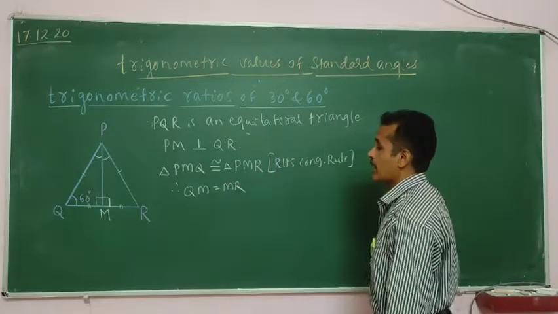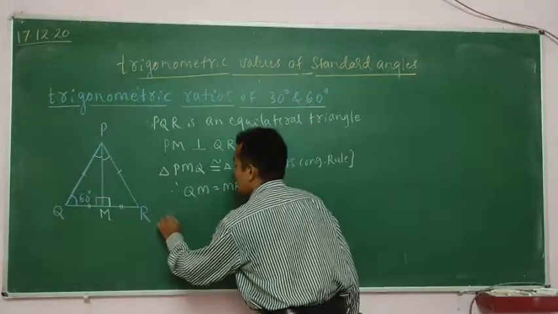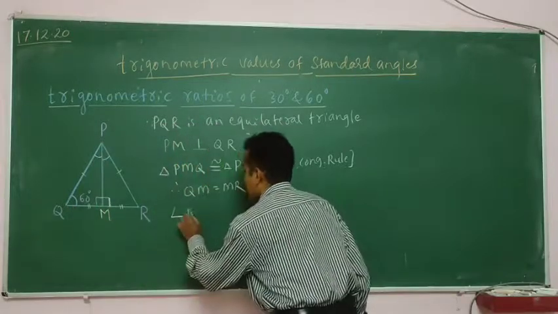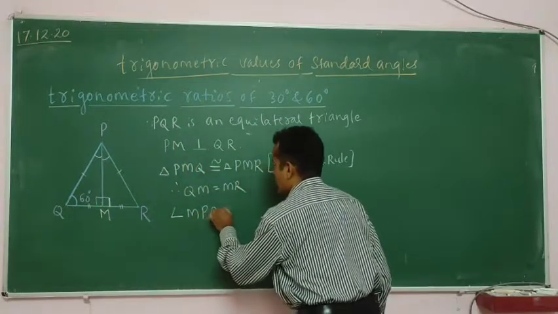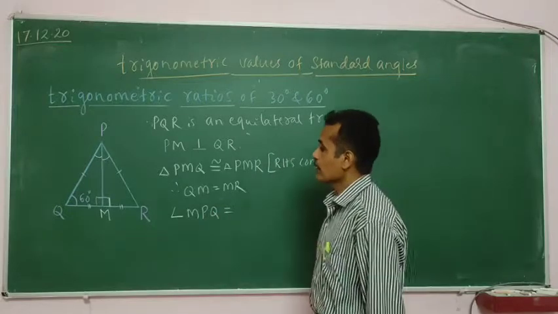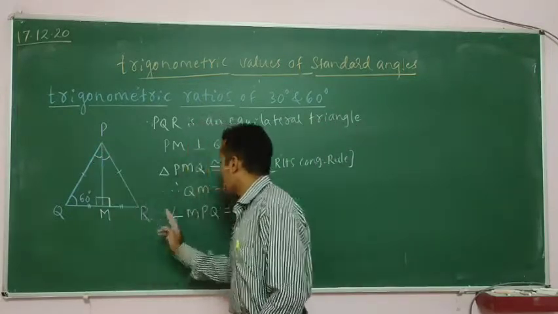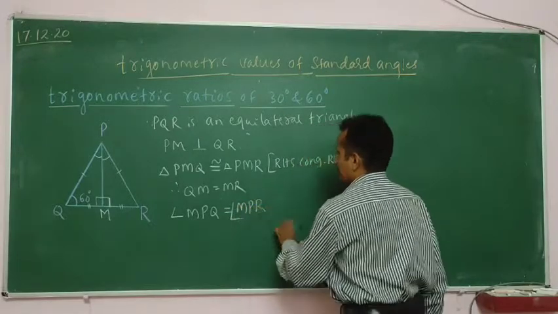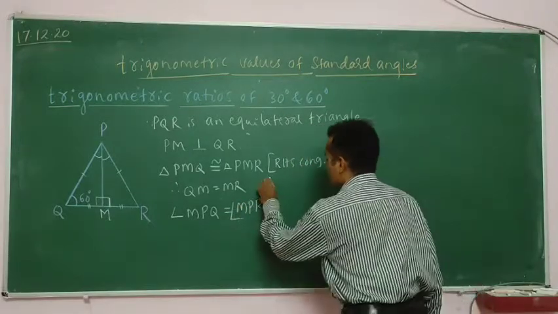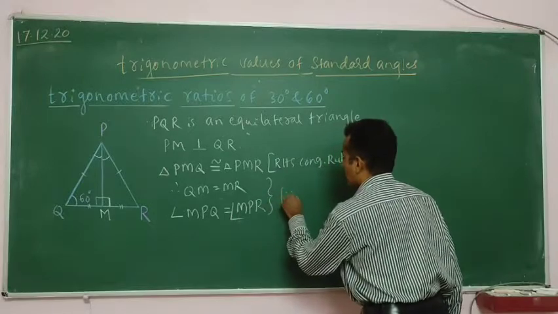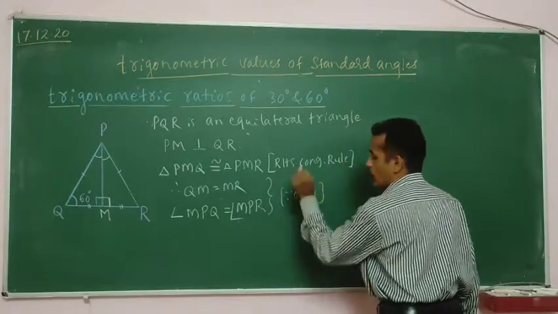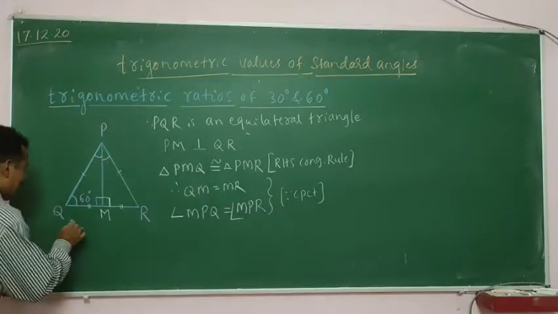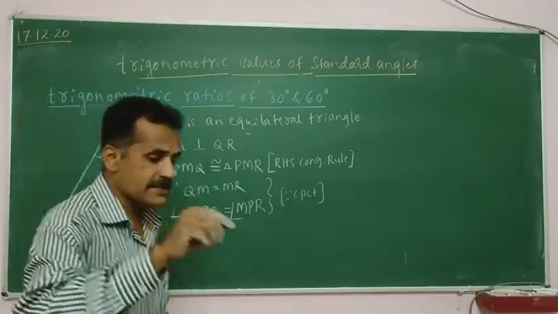So the triangles are congruent. When the triangles are congruent, you can say therefore QM is equal to MR, as well as angle MPQ is equal to angle MPR, both because of CPCT. Now listen to me, very important students.